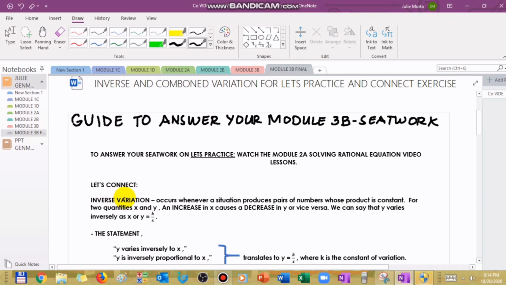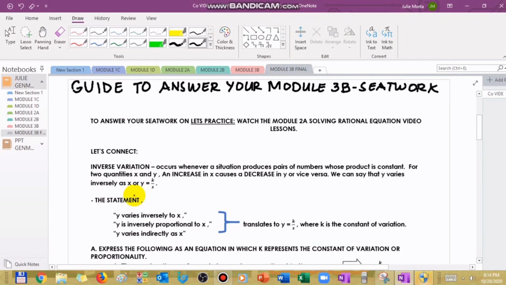So let's connect, class. You have to know the concept of inverse variation. So what is inverse variation? Ang inverse variation ay relation siya ng two quantities. Okay? Two or more quantities, pero usually, two quantities lang. Ang ibig sabihin nun, if one quantity increases, the other quantity decreases, and vice versa.